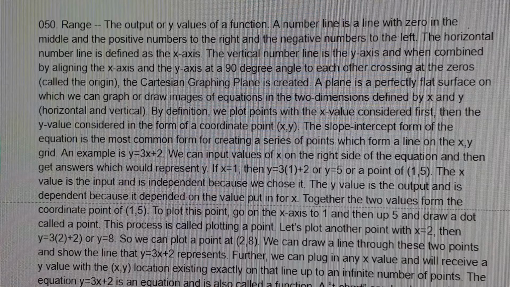Antonyms: domain. Related words: number line, Cartesian Coordinate System, points, plotting points, coordinate point, x-axis, y-axis, independent variable, dependent variable, set, graph, function.